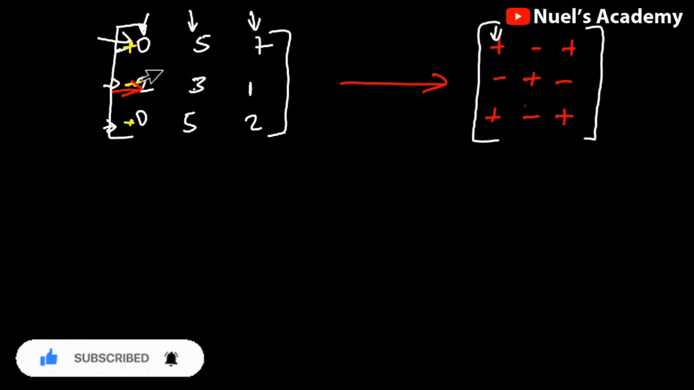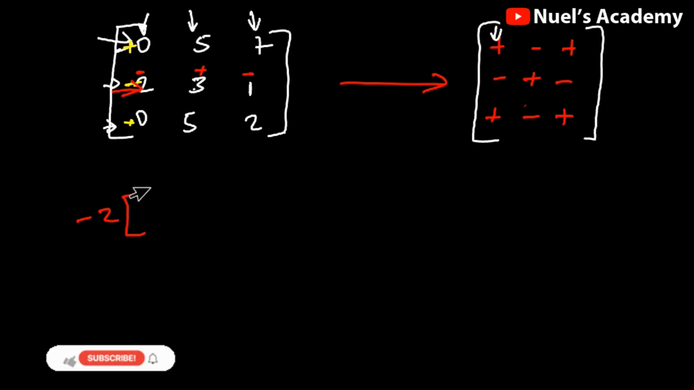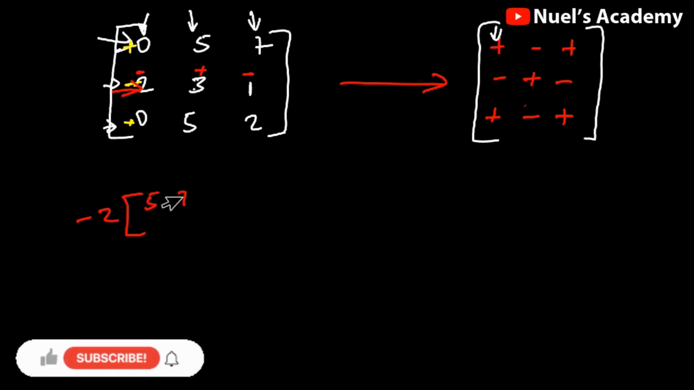So using this second column, we apply this sign convention: minus, plus, then minus. Now we have minus 2. Then we eliminate the second row and the first column. We'll be left with 5, 7, 5, and 2. So we have 5, 7, 5, and 2.